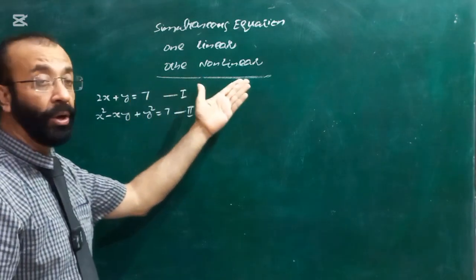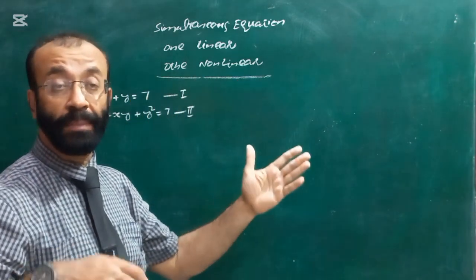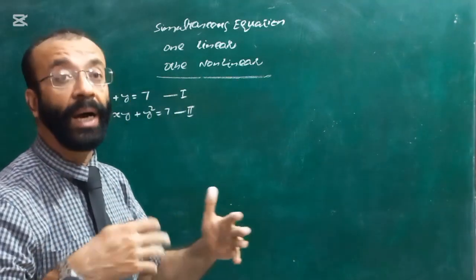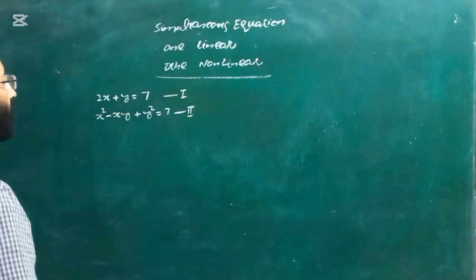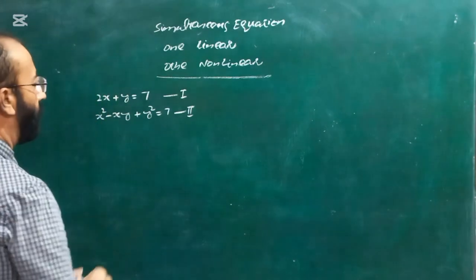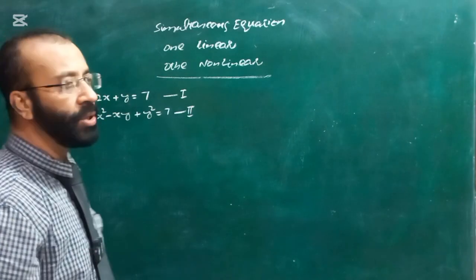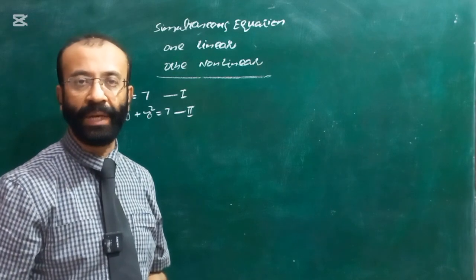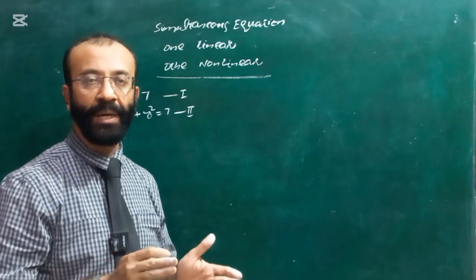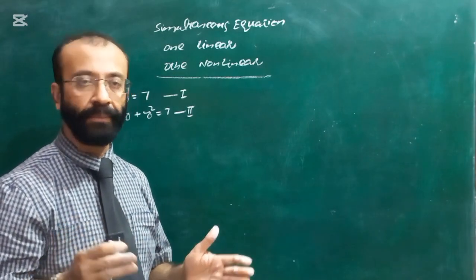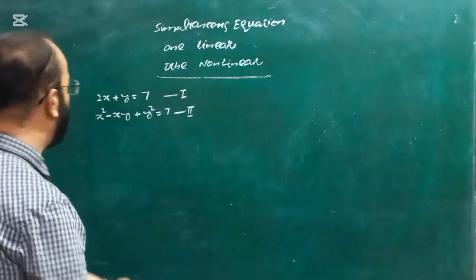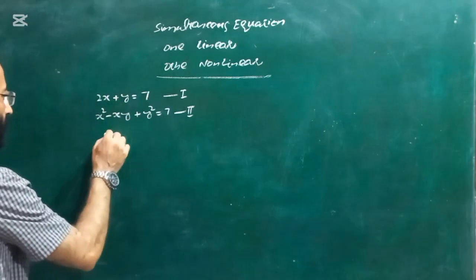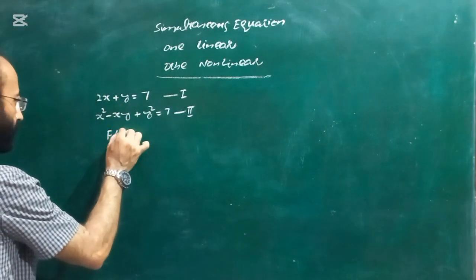And the second one is non-linear. Non-linear stands for more than 1 or other than 1. So, second is non-linear. The method to solve these kinds of simultaneous equations is to express one unknown in terms of the other from the linear equation. So, this is the linear equation. So, we are taking it.